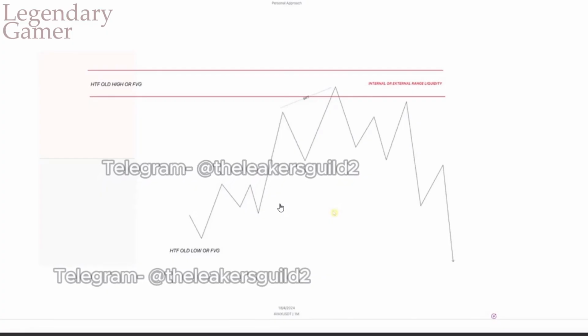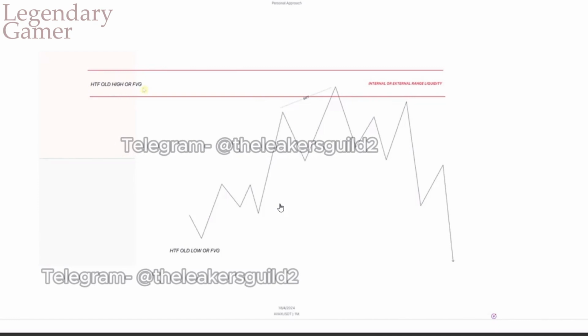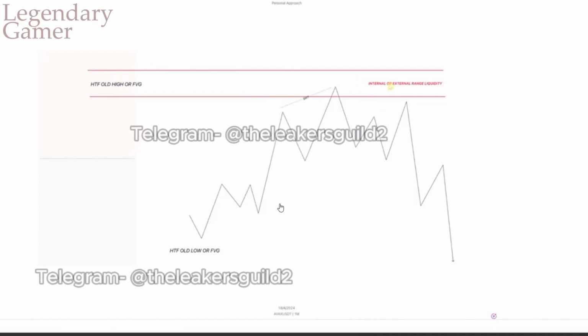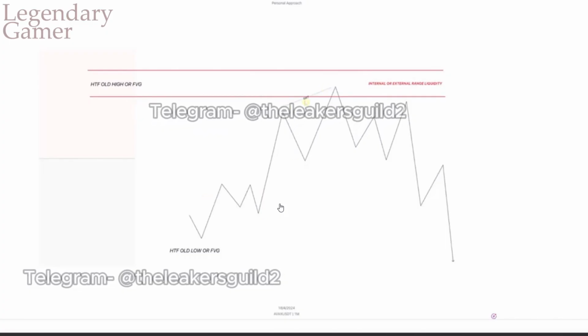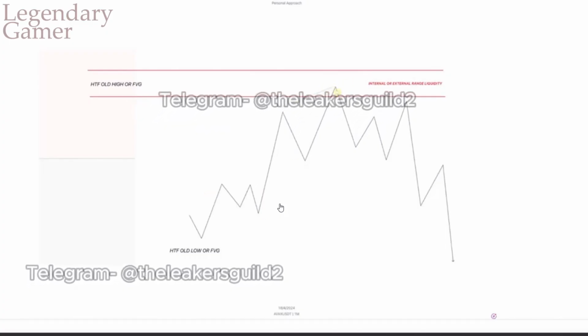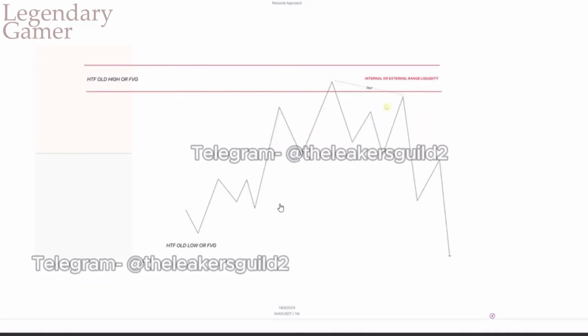Same thing over here. We've got a bearish schematic, right? A higher time frame old high or a fair value gap, which is either internal or external range liquidity. So if price hits that, we want to see that SMT form within that key level. It's either on this high or after we go into the sell side of the curve.